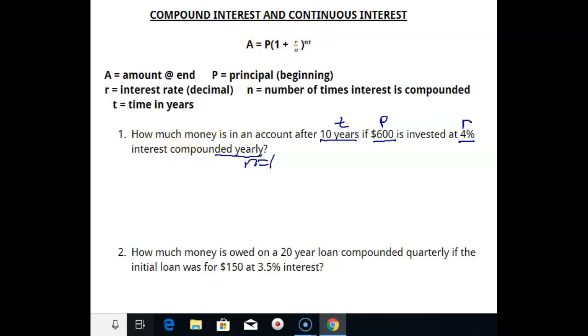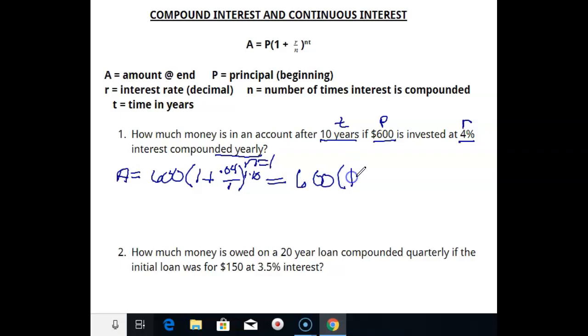So if I'm going to solve this, setting up my equation, I want to know the final amount if I invest $600 at 4% compounded yearly, raised to the 1 times 10 years. Okay, I'm going to simplify this as much as I can before I try and put this in my calculator. If I don't, the calculator might not understand, and then it's going to give us ridiculous answers. So I want to encourage you to always simplify.